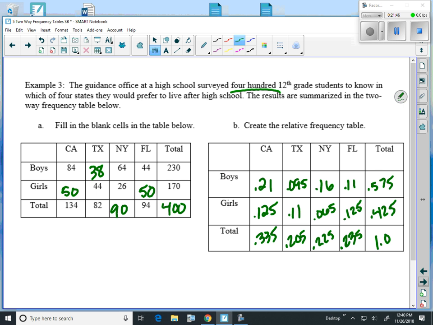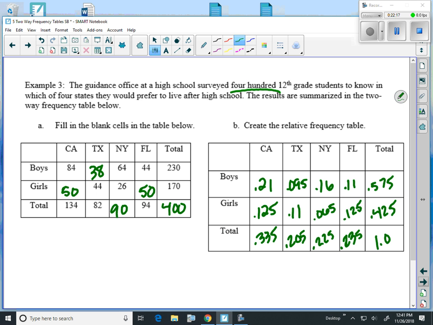Let me ask you a question. What percentage of girls would prefer to live in California? 12.5%. So we go to girls, we go to California, 0.125, move that decimal, 12.5%. Okay, what percentage of boys would prefer to live in Florida? 11%, right? We go to boys, we go to Florida.